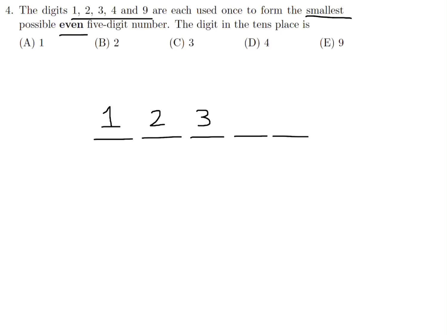It's an even number, so the last digit by process of elimination must be a 4. And therefore there's only 1 digit left, and that's 9, and that's going to go in the tens position right here. And that is the digit that they're asking about. So the answer to number 4 is E.